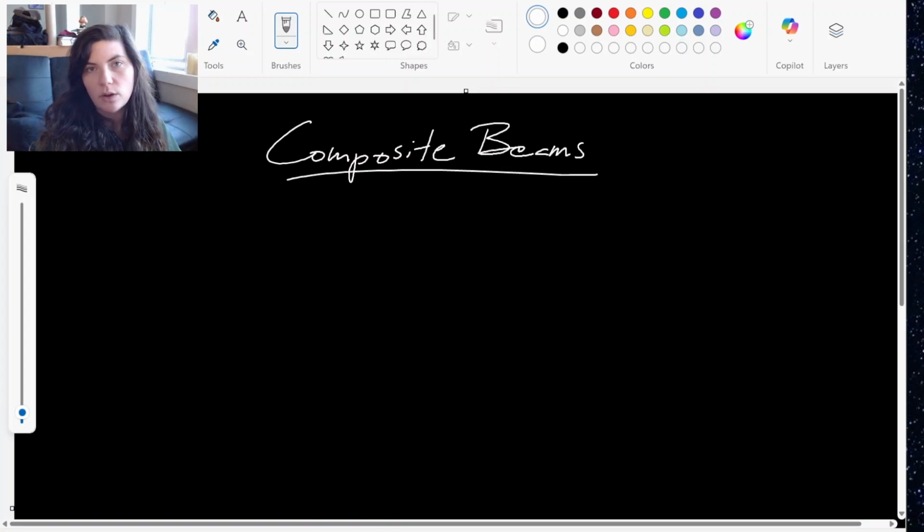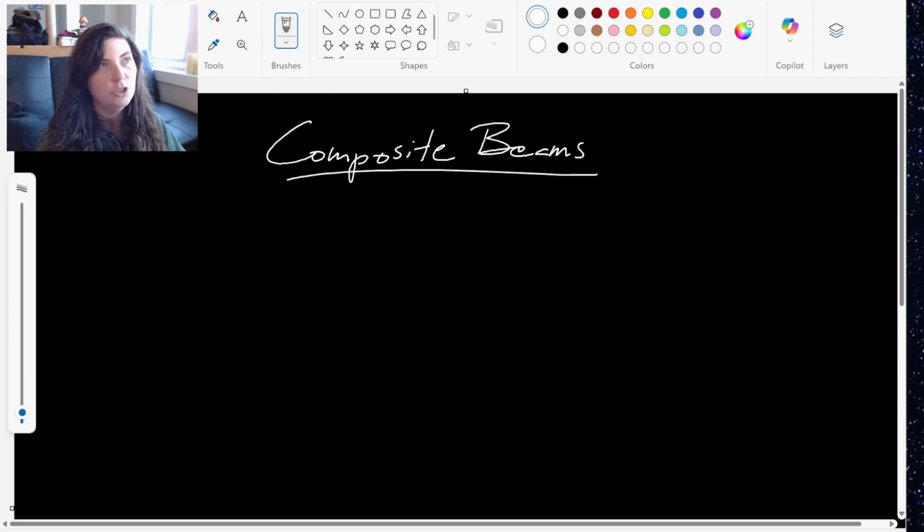So to kind of round out our conversation about beams and bending, we're going to talk about something that is super, super common in the real world that we haven't really encountered yet. It's kind of a special case, and that is composite beams. A composite beam just means it's a beam that's made up of more than one thing. It's a composite of multiple things.